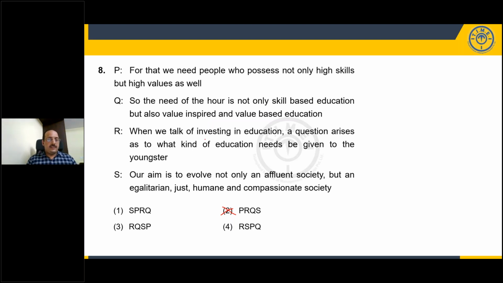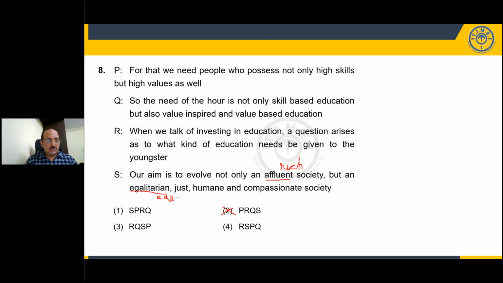Okay. When we talk of investing in education, a question arises as to what kind of education needs to be given to the youngster. So when we talk about investing in education, we need to ask ourselves what kind of education should be given. Our aim is to evolve not only an affluent society, affluent means rich, but an egalitarian, just, humane, and compassionate society. Egalitarian means one that is equal. So we want to evolve not just a rich society, but also an equal society.